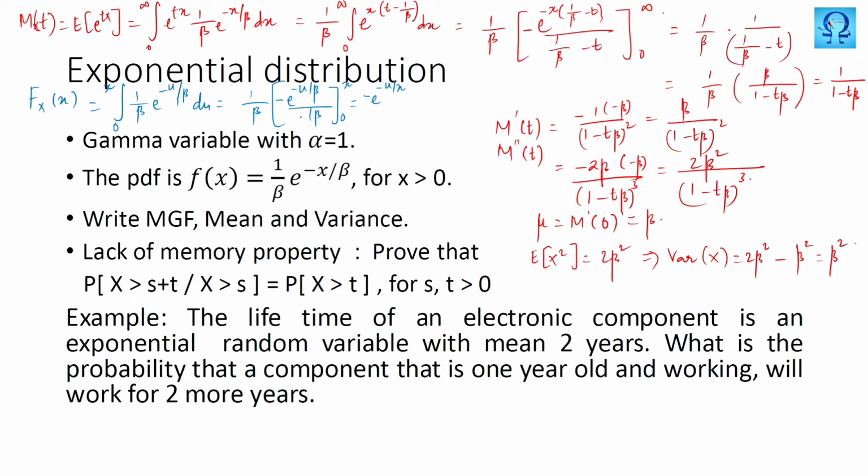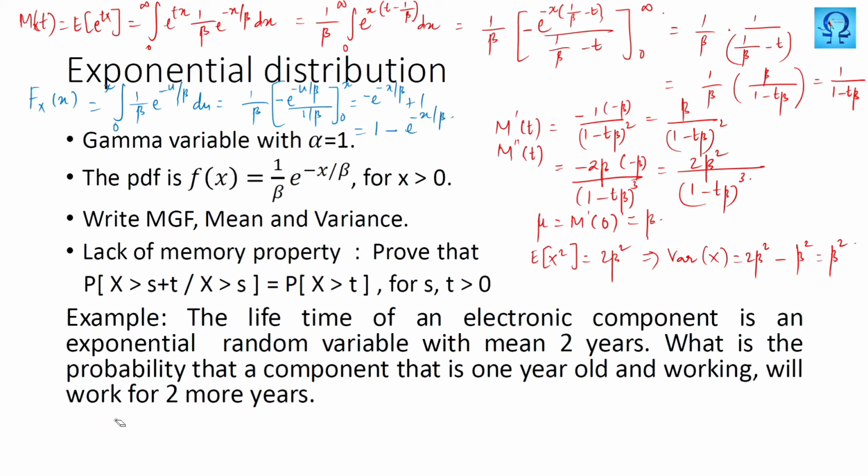Sorry, it is 1 upon beta, isn't it? Yeah. So it is x upon beta. Then when we substitute 0, we get 1. So plus 1. So it is 1 minus e to the power minus x upon beta. Okay. Now we need the probability of x greater than t.